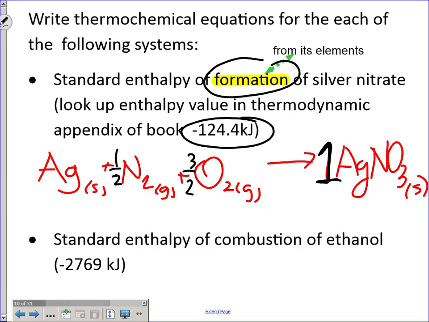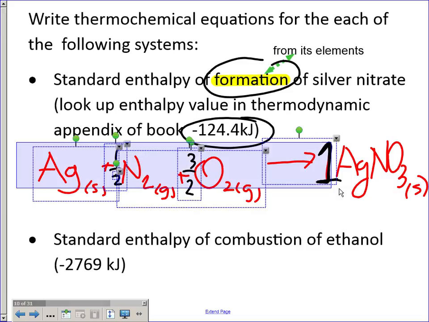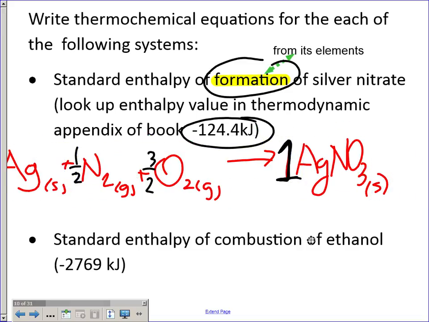So for the thermochemical equation, I'm just not leaving myself enough space here, guys. I would have at the end delta H formation with a naught. It has to be written like that. Formation with a naught is equal to negative 124.4 kilojoules per mole.